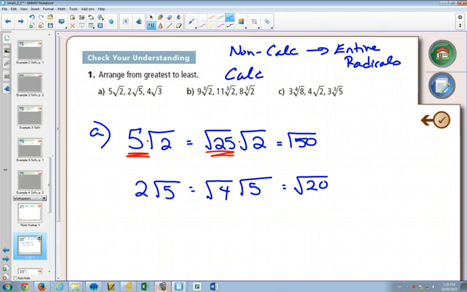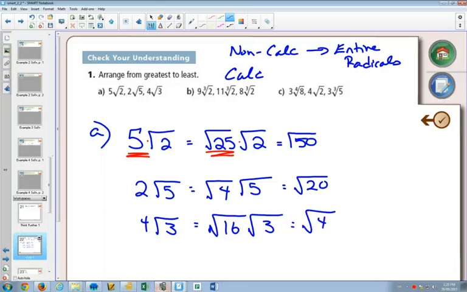And finally, 4 root 3, well, that's the same as square root of 16 times the square root of 3, which is the square root of 48. So if we are arranging these from greatest to least, root 50 is the greatest, then root 48, and the least one is root 20.